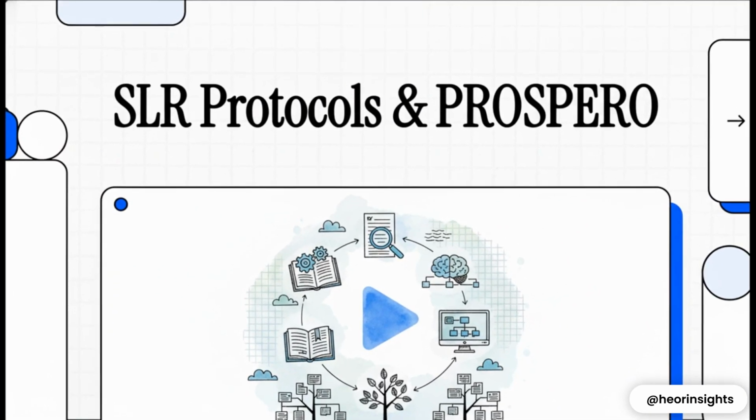In this explainer, we will cover the principles and practical steps of creating a robust systematic literature review protocol, including the critical function of PROSPERO registration. This is a foundational skill for any role in health economics and outcomes research.